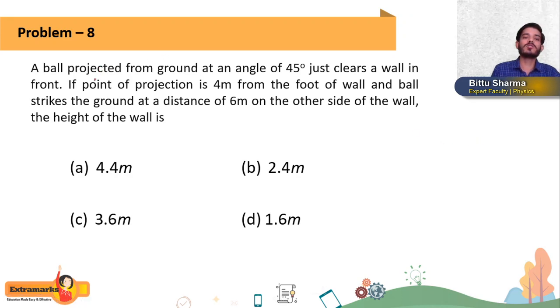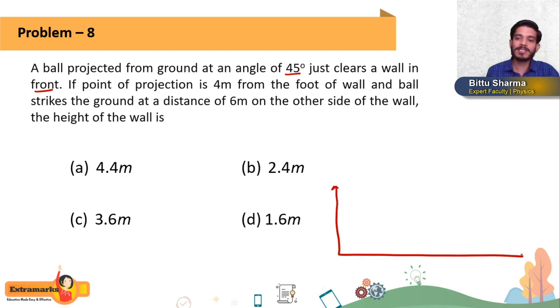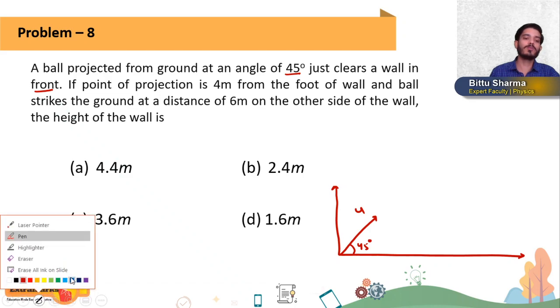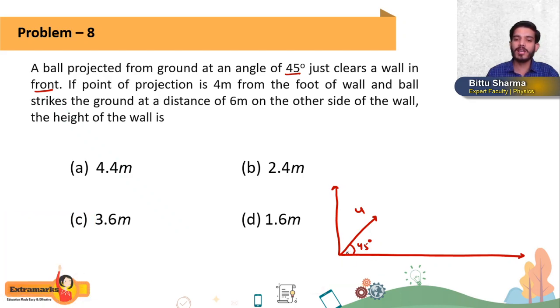I hope you are getting this, students. The next question which I have for you is: a ball projected from the ground at an angle of 45 degrees just clears a wall in front of it. So let us say we are throwing a ball at an angle of 45 degrees with speed u. Just clears a wall in front of it.